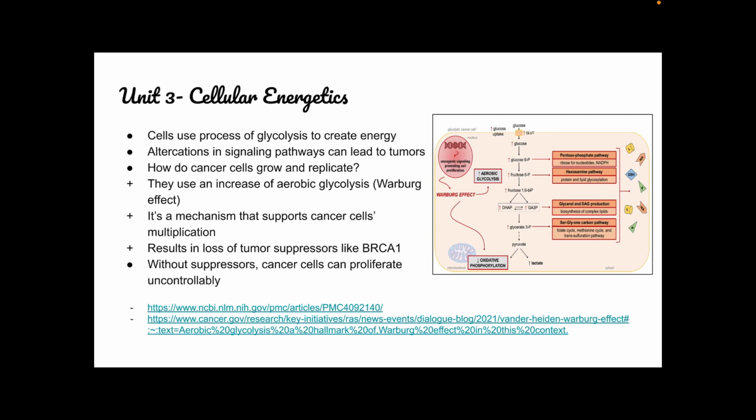Unit 3 was about cellular energetics. Cells use the process of glycolysis to create energy. Alterations in signaling pathways can lead to tumors. But how do cancer cells grow and replicate? They use an increase of aerobic glycolysis, which is also called the Warburg effect. It's a mechanism that supports cancer cells' multiplication, as seen in the photo to the right. This results in a loss of tumor suppressors like BRCA1. Without suppressors, cancer cells can proliferate uncontrollably, meaning that they can grow and divide rapidly without the tumor suppressors being able to stop it.